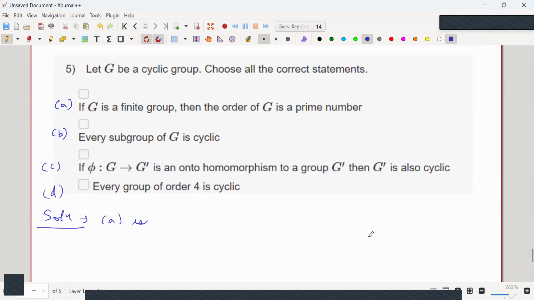A is incorrect. For example, Z4 is cyclic, but the order of Z4 is 4, which is not a prime number.